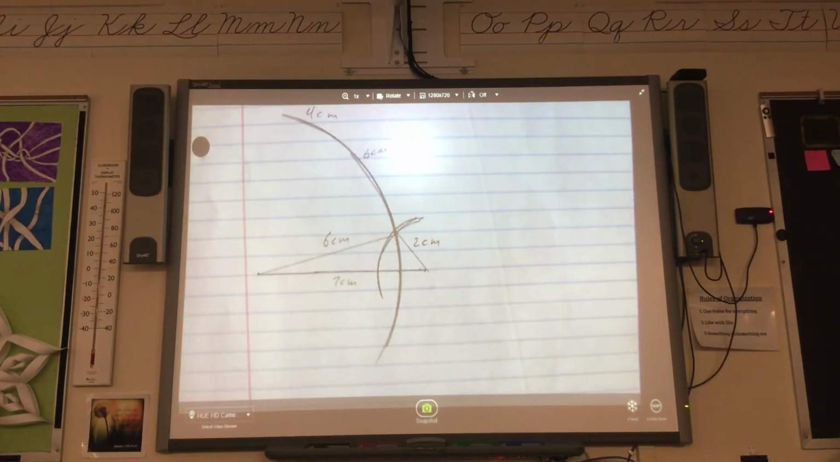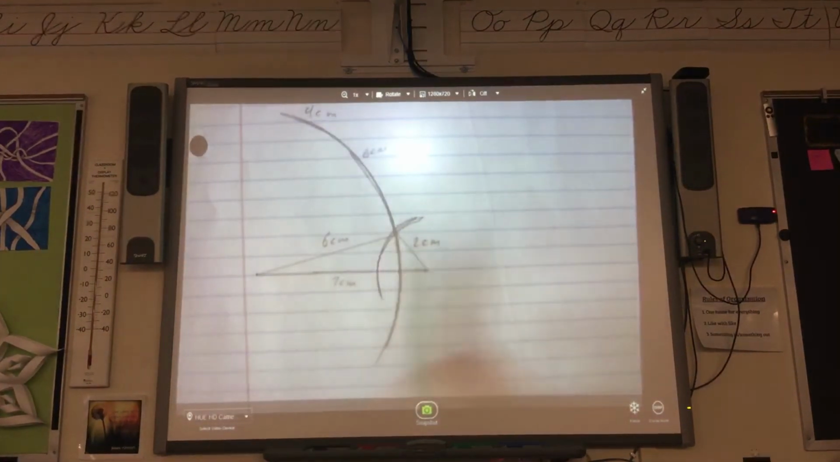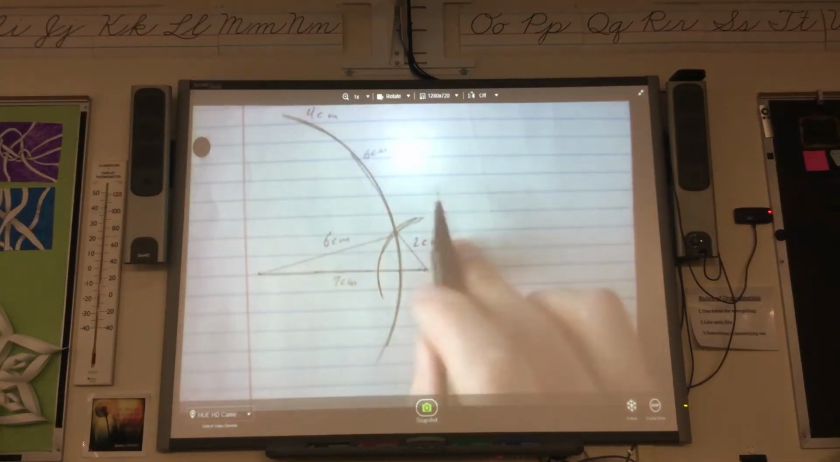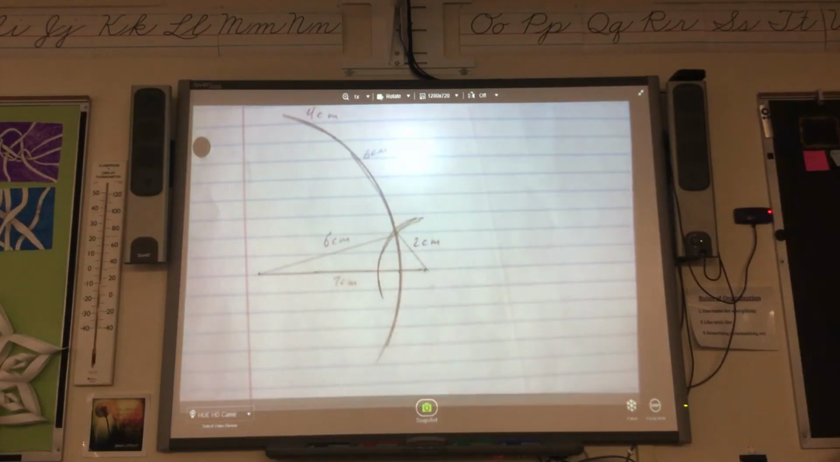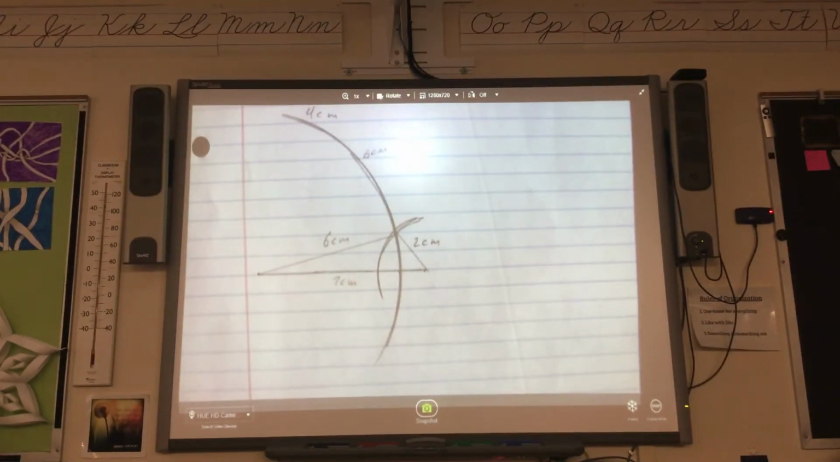Yeah, that's one. Then you draw one as 4, another as 4, another as 5. Isn't there another way to do it though? You can bisect the 5 centimeter line and then just line it up on there. Same for isosceles and equilateral.